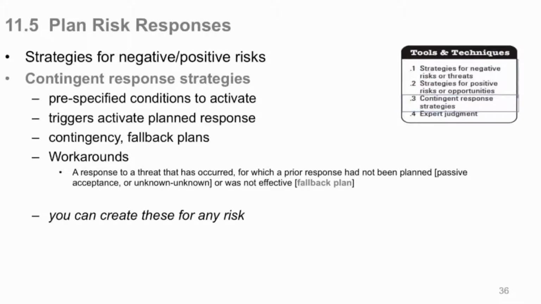Workaround means you try then to do something, even if you just trash your schedule and all your baseline and have to start over. At least there's a workaround there. That's an extreme example perhaps, but it illustrates the difference between contingency, fallback, and a workaround. So you need to know those three things in case they would occur.